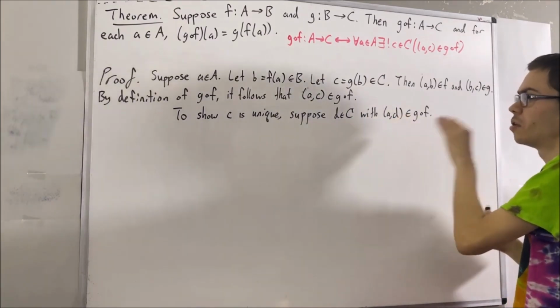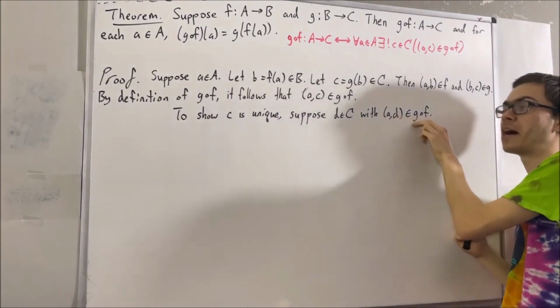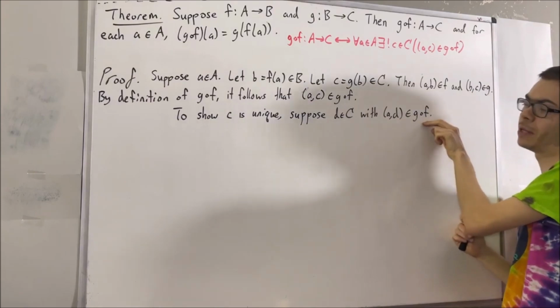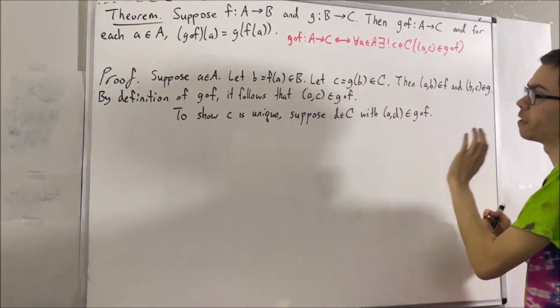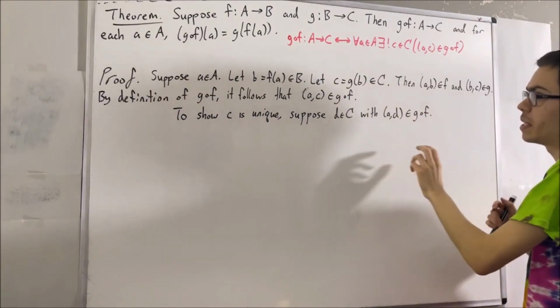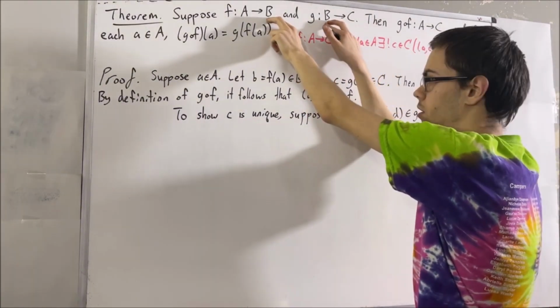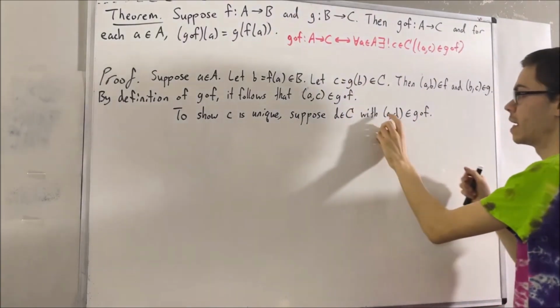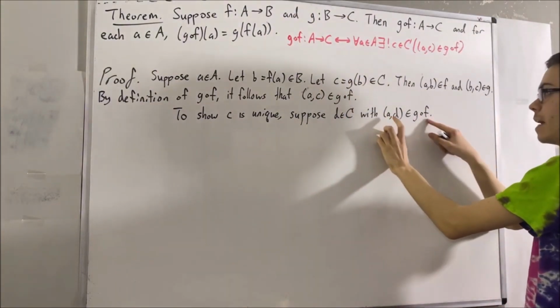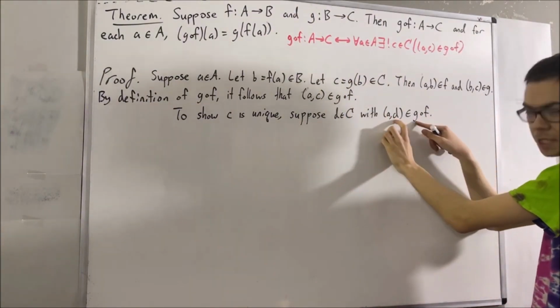And to start, notice we have an element of a composition. What does that mean? Well, by definition of composition of relations, this means we can choose some element in our intermediate set B, say x, such that (a, x) is an element of f, and (x, d) is an element of g.